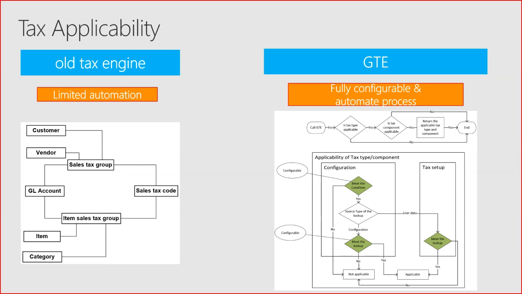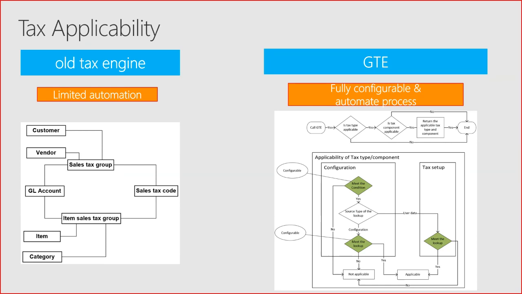If CGST is applicable, the system will do the same thing for the other tax components under the same tax type. Then the system will check whether SGST is applicable for this transaction, and do the same for IGST, and finally the system will return the applicable tax type together with the tax components. So probably for an intrastate transaction, the system will return GST as the tax type together with CGST and SGST as the tax components.